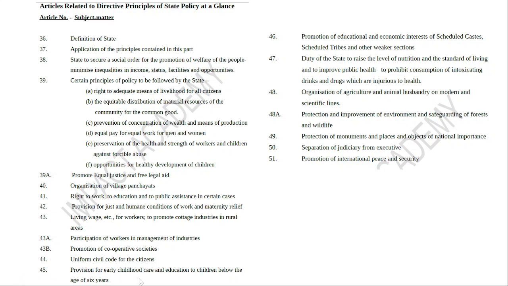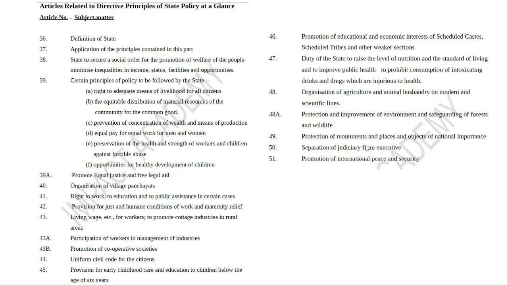45 we've already seen. Okay, up to 6 years, to provide early childhood care and education to children below the age of 6 years. From 6 to 14, it is covered in Article 21A. Up to 6 years, Article 45. 46 is for scheduled castes and tribes. 47 is prohibition of drugs. And 48 is organization of agriculture and animal husbandry on modern and scientific lines. 48A is protection and improvement of environment, safeguarding forests and wildlife. 49 is protection of monuments and places and objects of national importance.